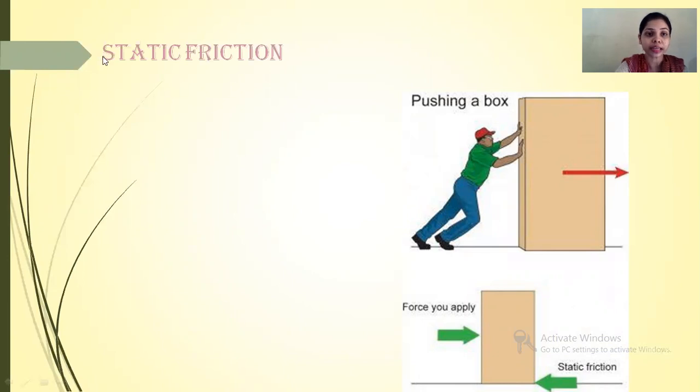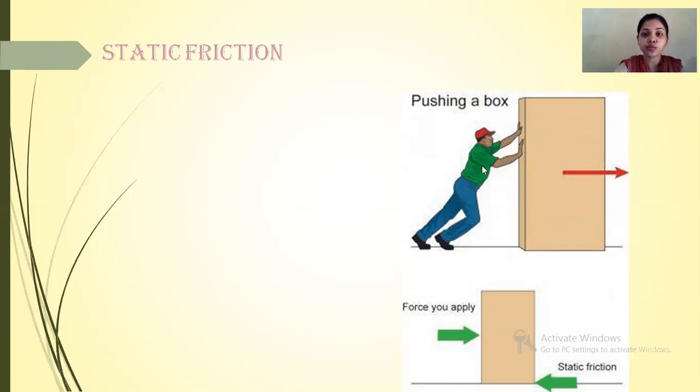Now, what is the word static? In our lesson on force and pressure, we learned about the electrostatic force, right? What do we mean by electrostatic? Electro means charges and static means rest position. Charges which are at rest are called electrostatic. Here also the word static means stationary, at rest. So from the word, we can simply say that static means the object is at a stationary position.